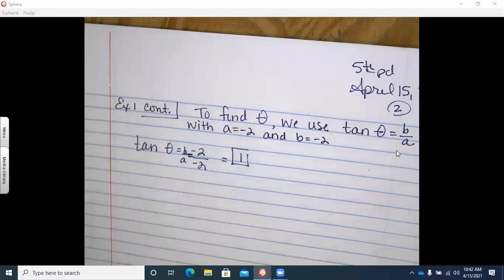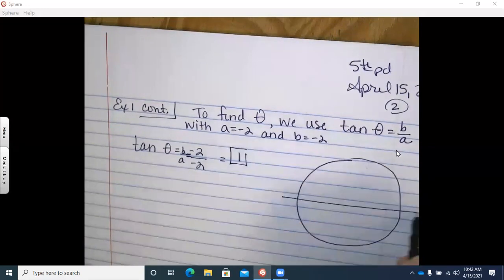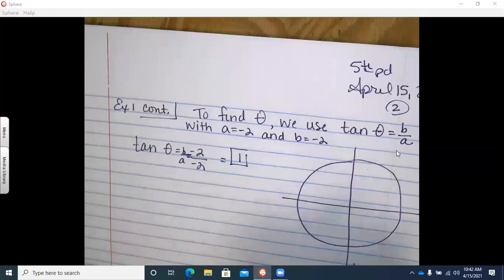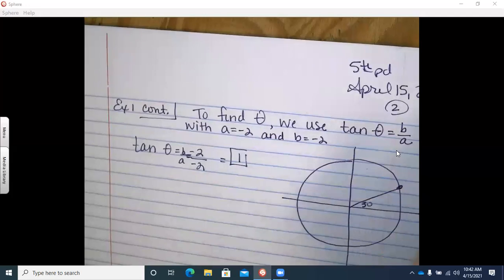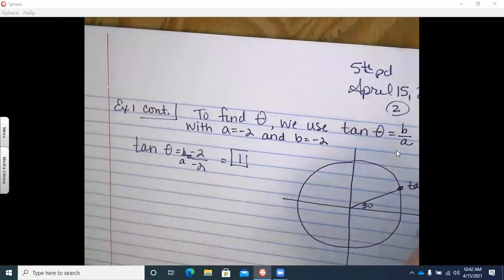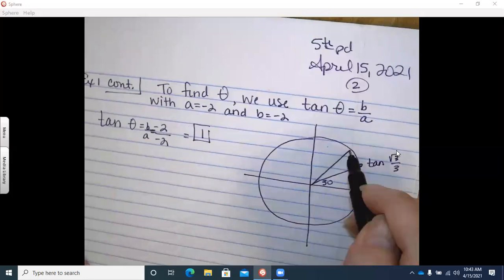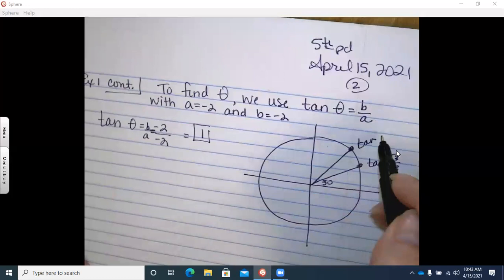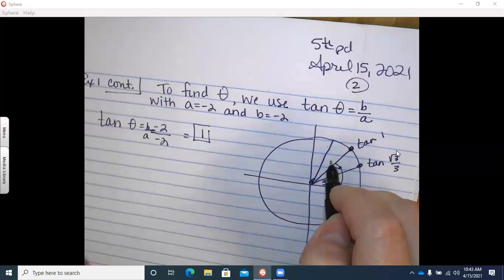All right, so we could do this one of two ways. We could draw our unit circle. In quadrant 1, our 30-degree angle has a tangent of square root of 3 over 3. Our 45-degree angle has a tangent of 1. And our 60-degree angle has a tangent of square root of 3.